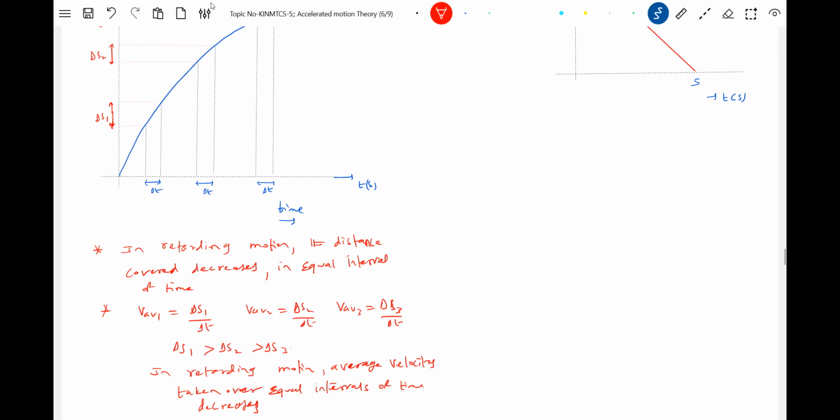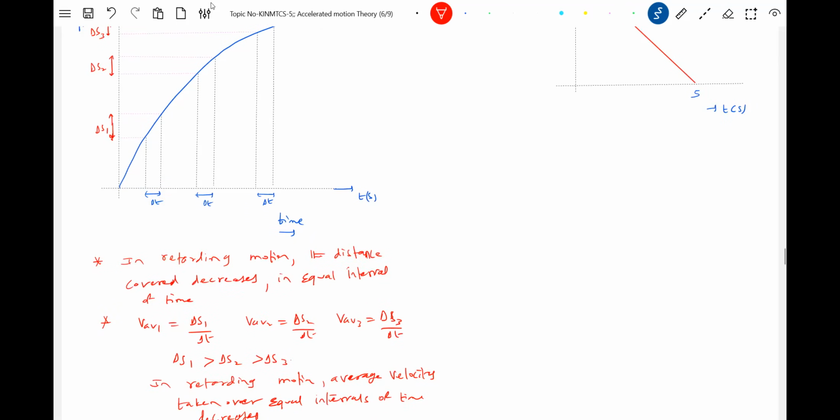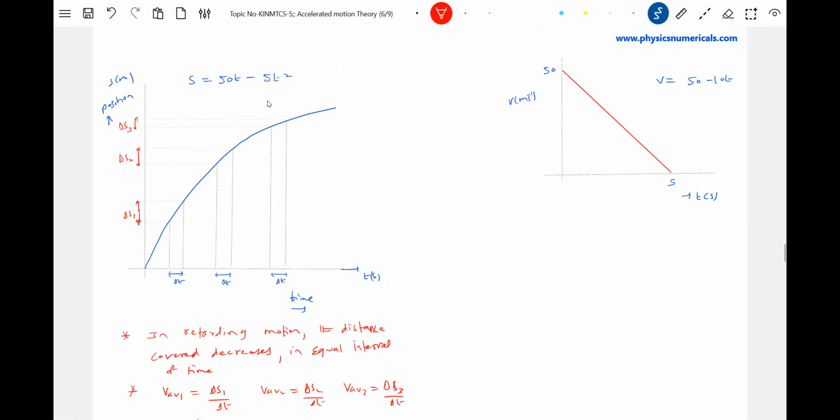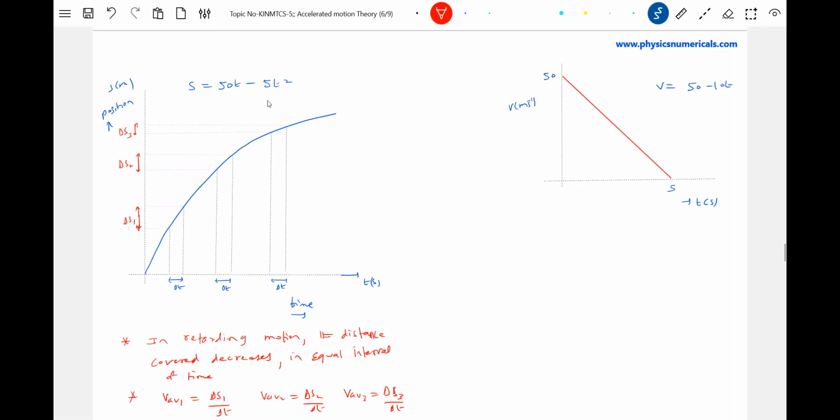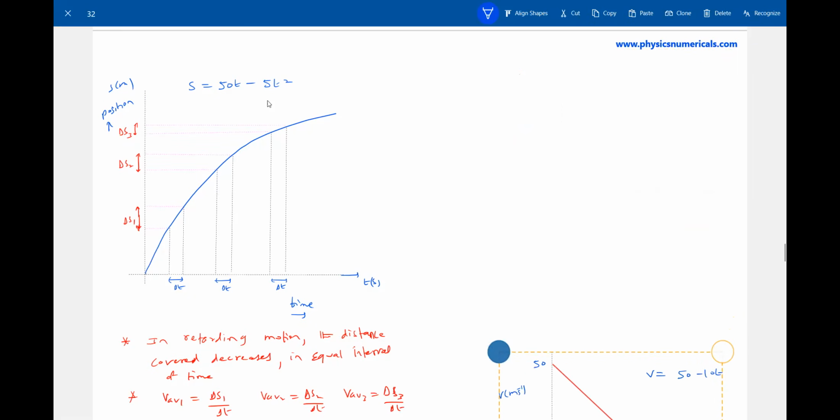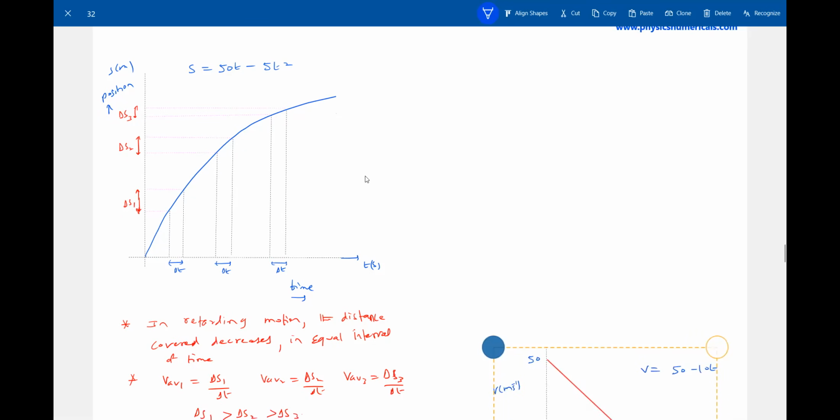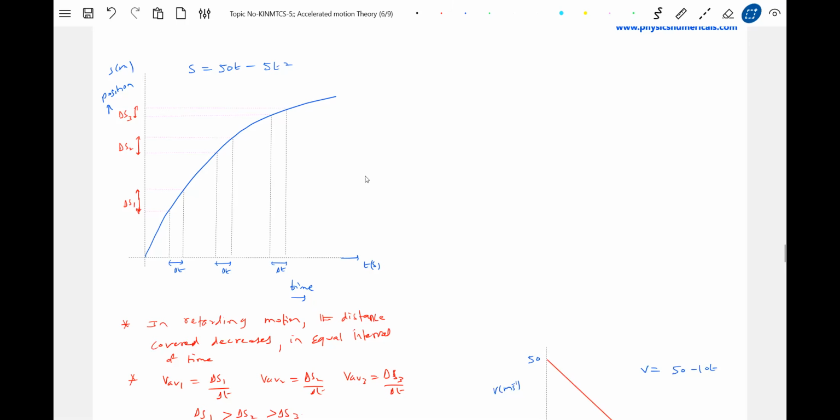Average velocity taken over... this is something very fundamental. No, instead of this, I will go for one more graph. What is one more graph? Yeah, let me shift it. Then I'll come to this velocity later on. We have to take equal displacements. So one more. This is the curve. Equal displacements we will take.